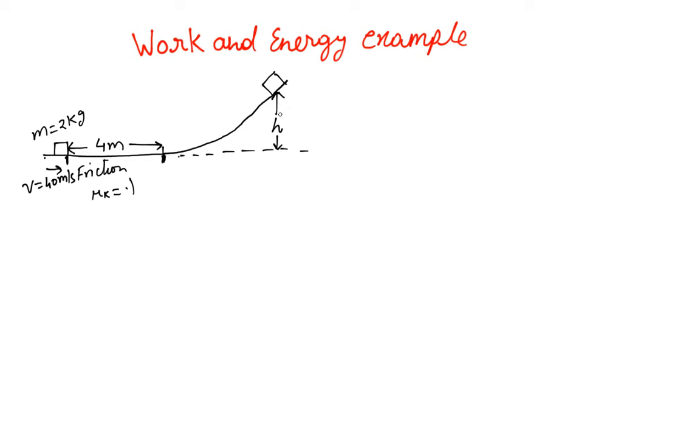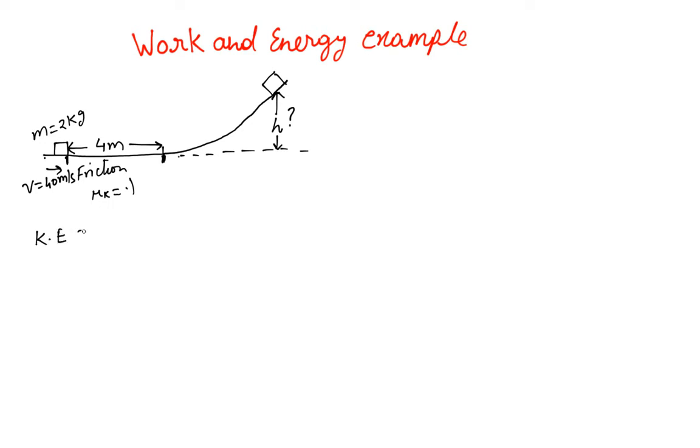And the question is, what is the height this mass is going to climb? So it starts with the kinetic energy, it loses some energy because of friction here, and then in the end all it has is potential energy. So it's basically a work-energy problem. So let's start. First of all, how much is the energy it starts with?